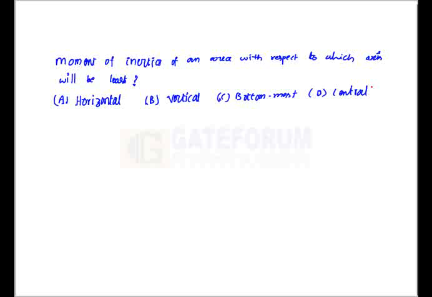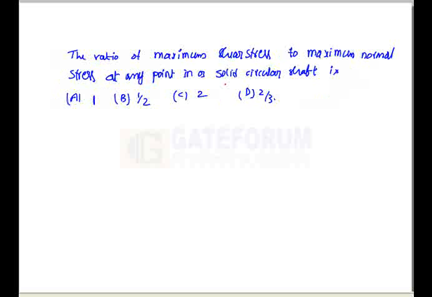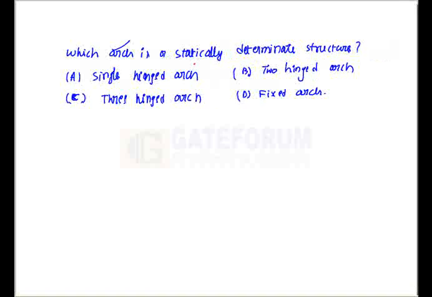As it is a direct question, the moment of inertia of an area with respect to which axis will be least? Least moment of inertia is going to be with respect to the central axis. So option D is correct. In a solid circular shaft, the ratio between maximum shear stress and maximum normal stress is going to be 2. Option C is correct. The statically determinate structure is going to be the 3-hinged arch. So option C is correct.